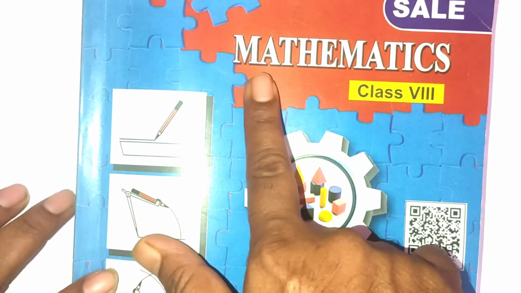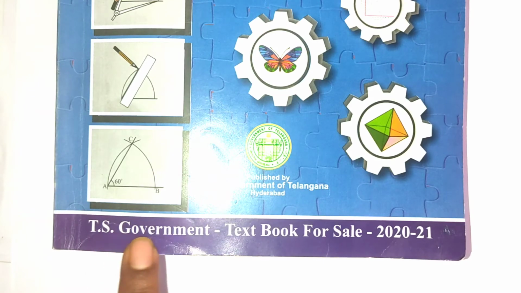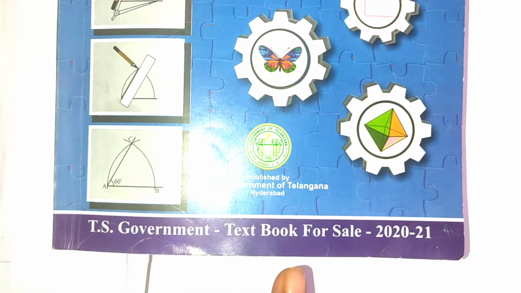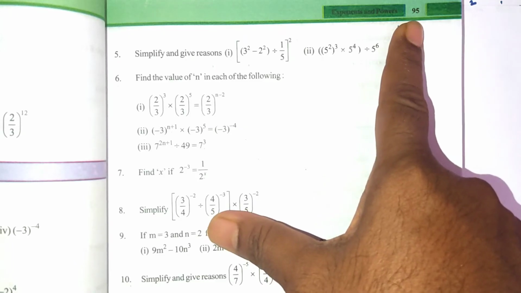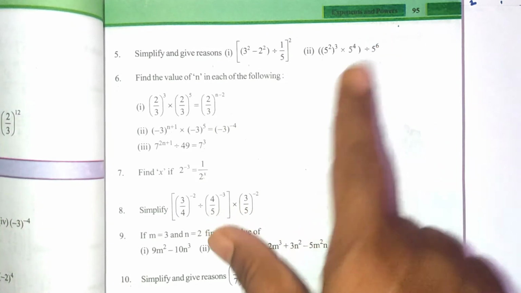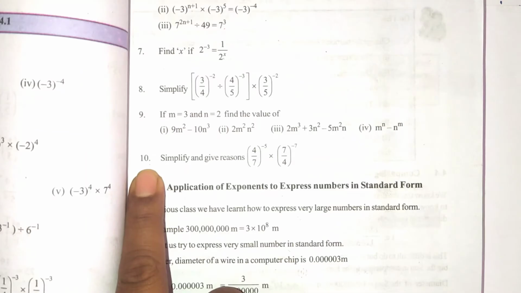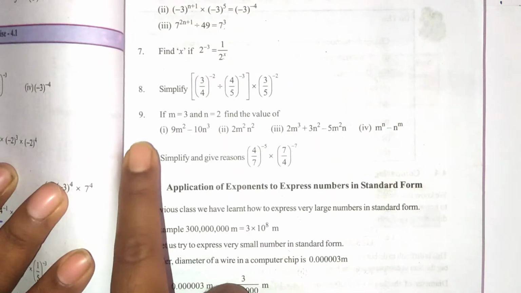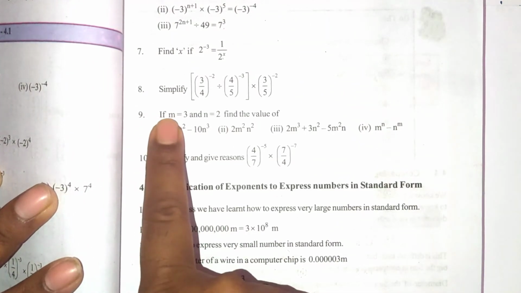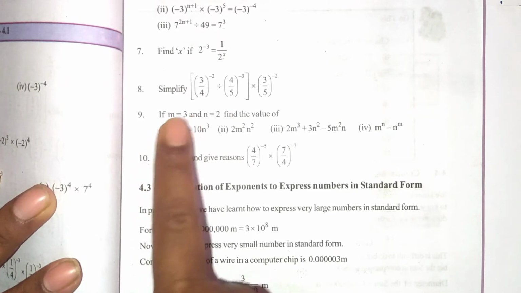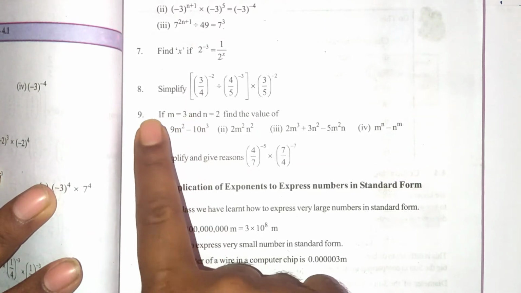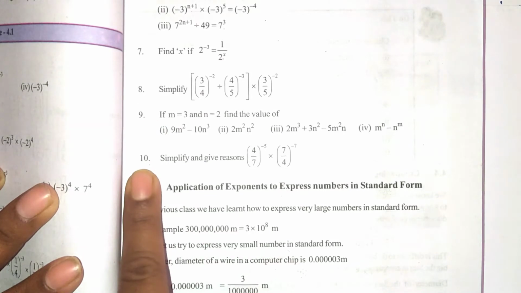We are following the mathematics textbook for class 8th pertaining to the Telangana government. Open page number 95. In page number 95, look at problem number 9 and problem number 10. In this video, we are going to solve these two problems. We are going to solve problem number 9 and problem number 10 in this video.